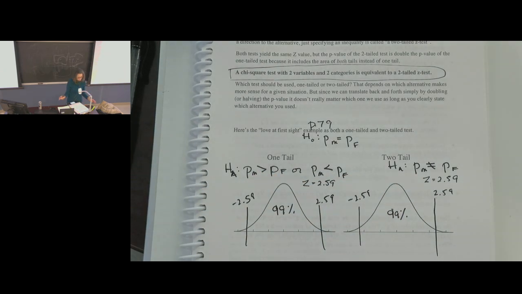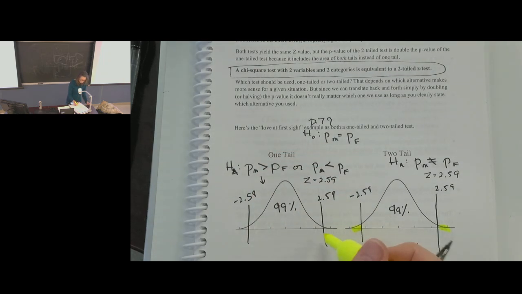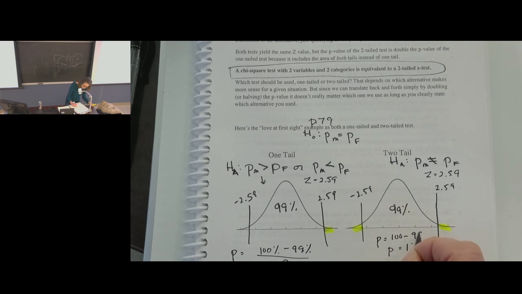All right, now, if we do the two-tail test, we get a 1% p-value because it's both. So p equals 1%. If we did the one-tail, let's say we had males here, it's 100. So here our p is 100% minus 99 divided by 2. This is just 100 minus 99.